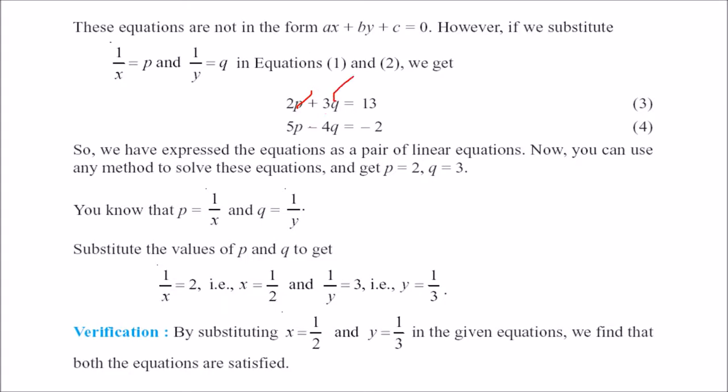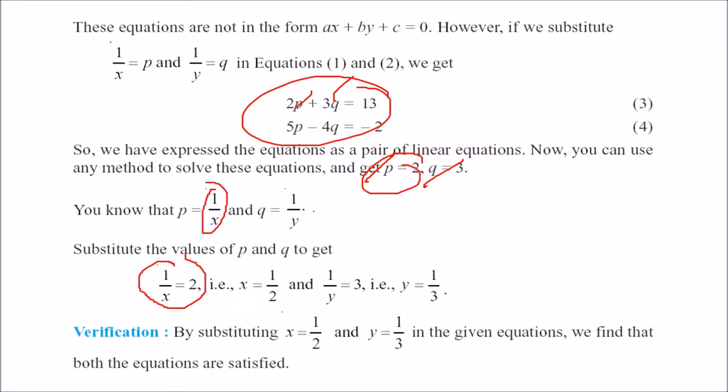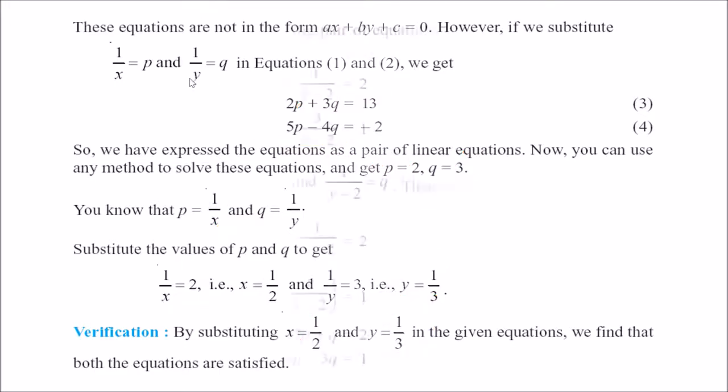Now you can write it as 2p plus 3q equal to 13, 5p minus 4q equal to minus 2. You can easily solve this. You know by now how to solve it. You can use any method. So p equal to 2, q equal to 3. But p was taken as 1 by x, so 1 by x equal to 2. Q is 1 by y, that is 3, so y is equal to 1 by 3. So this is how you get the x and y value.